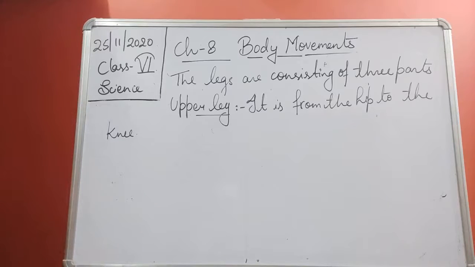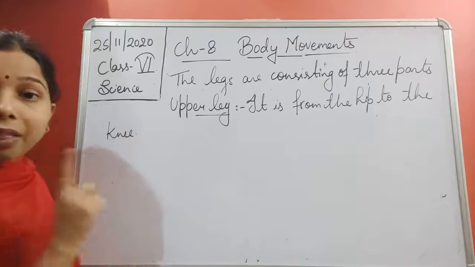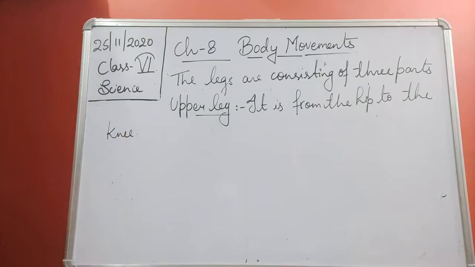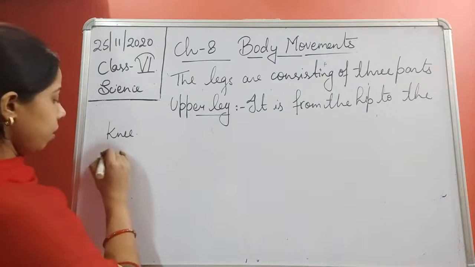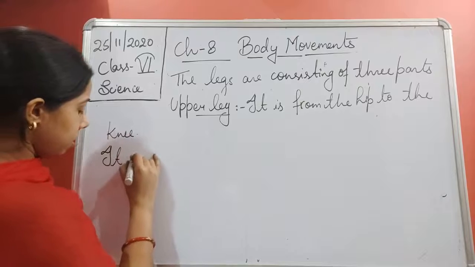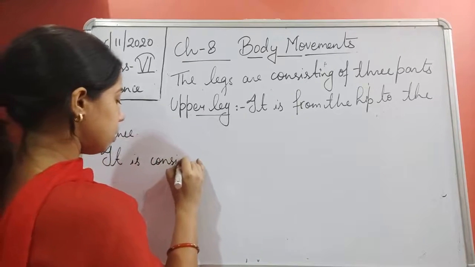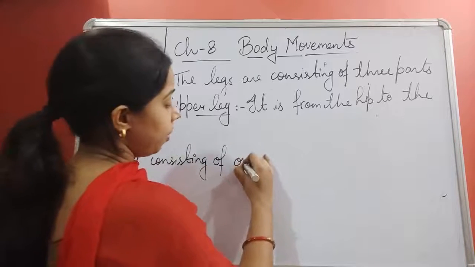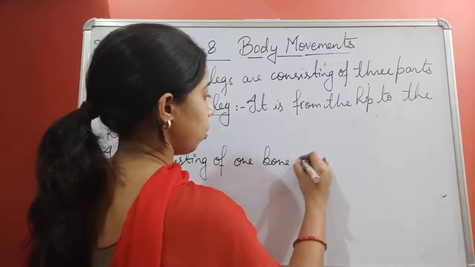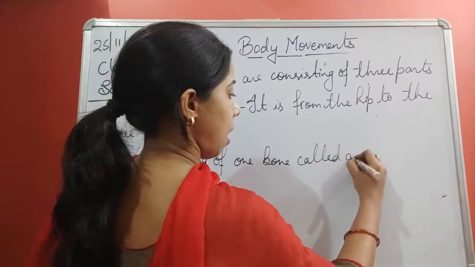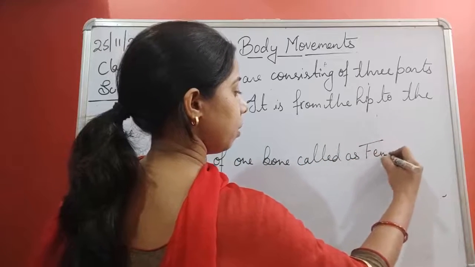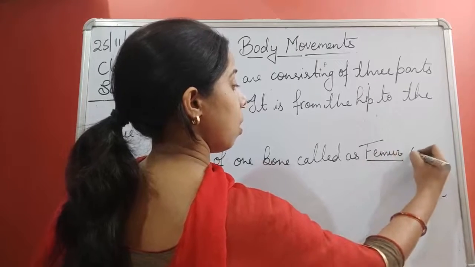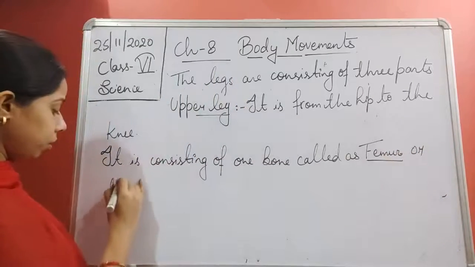Now what kind of bone is present here? This also consists of one bone, and that bone is known as the femur or thigh bone. It consists of one bone called the femur or thigh bone.